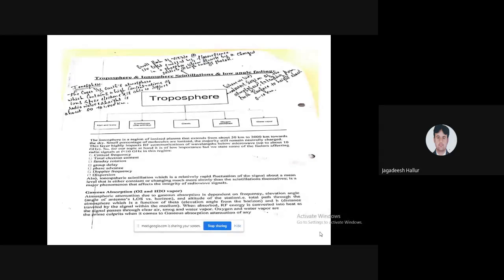And previously we have seen the gaseous absorptions, the different types of atmospheric absorption. One is ozone, one is water vapor, one is carbon dioxide.